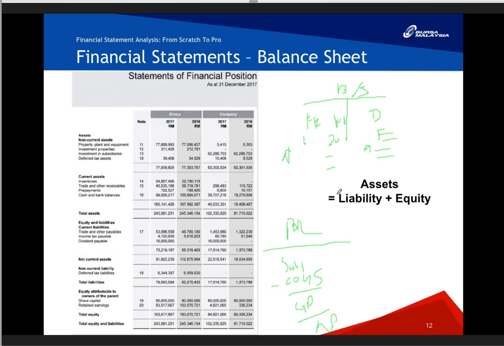So when you make money, your balance sheet, your assets will look bigger in value. When you lose money, then your balance sheet, your retained earnings will reduce. Okay, so this is how it is related.